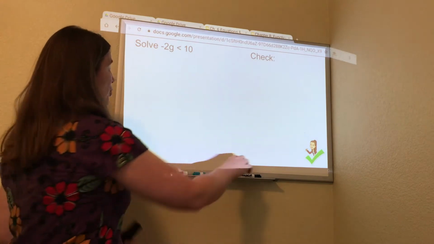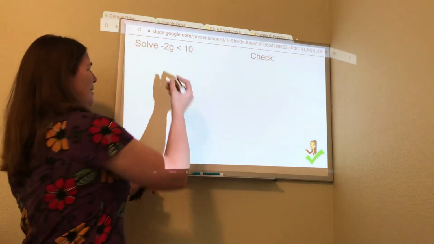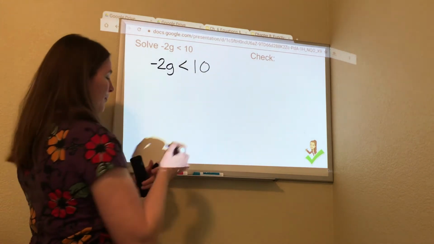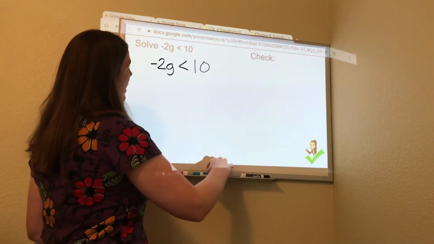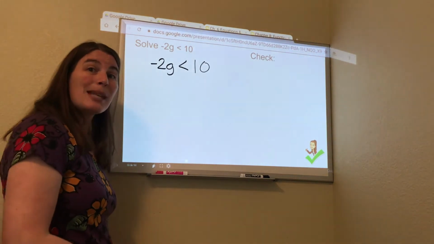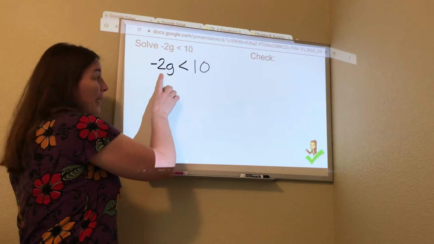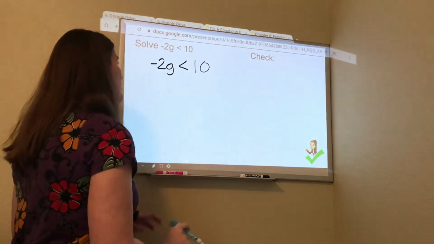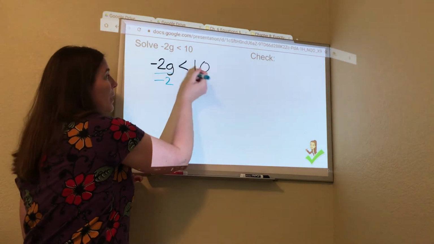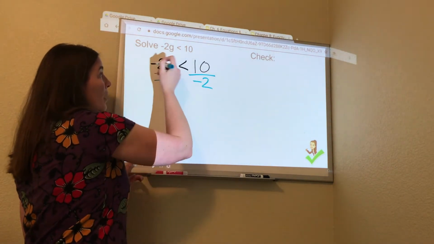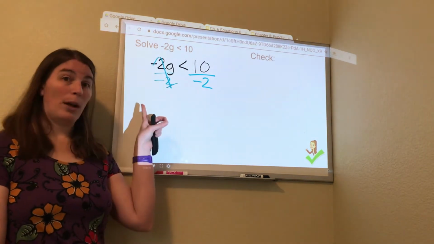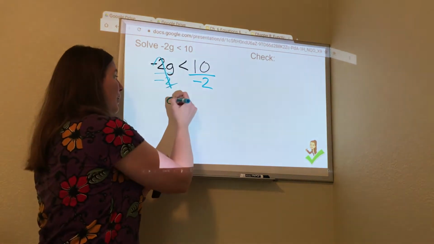So I have -2g is less than 10. The first thing that I'm going to do is find my variable, it's g, and then I have to see what's happening to it. It's being multiplied by a -2. So that means I have to use the inverse, which is divide by a -2 on both sides. This would be a giant 1. So -2 divided by a -2 is 1. So I have g left over here.